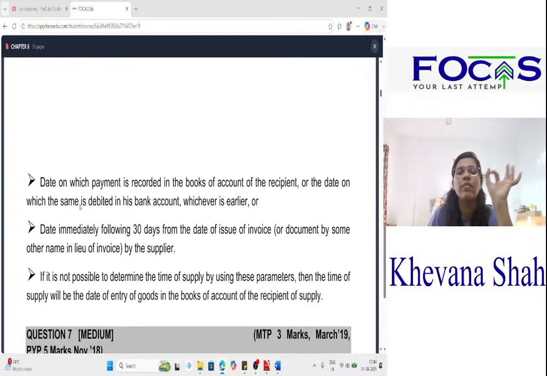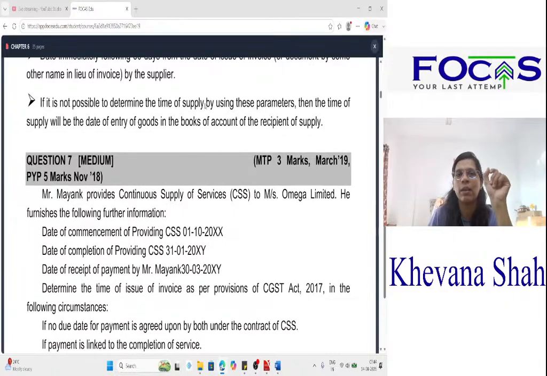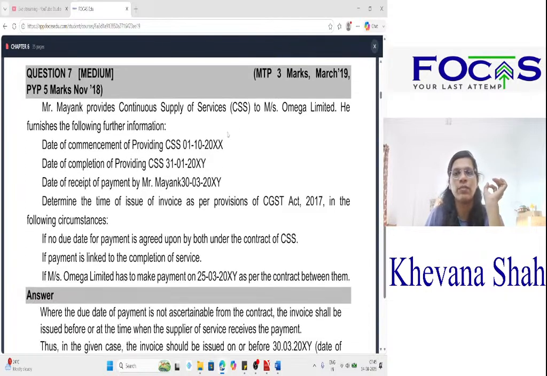And if it is not possible to determine the time of supply by using these parameters, so you are not able to find out the time of supply by these, then in that case the time of supply will be the date of entry of goods in the books of account of the recipient. So in that case, whatever date you enter in your books of accounts, the date of entry, that date you will consider as your time of supply.